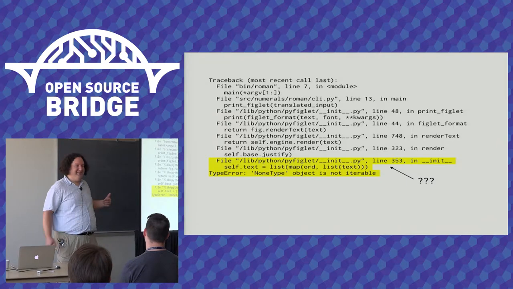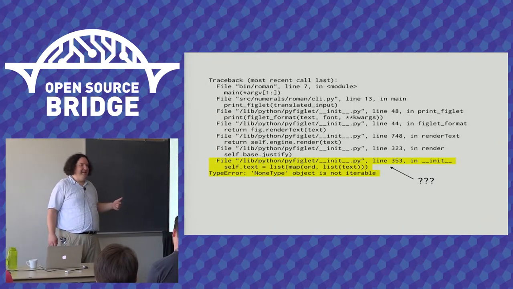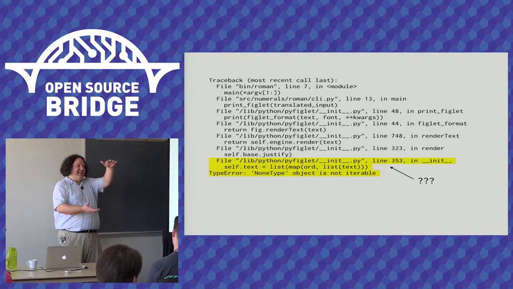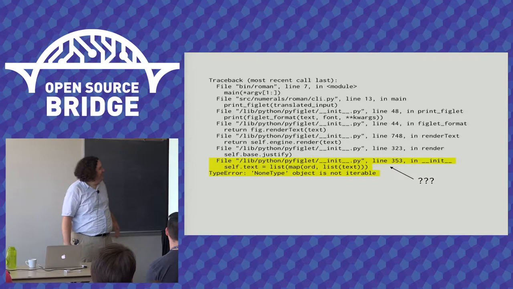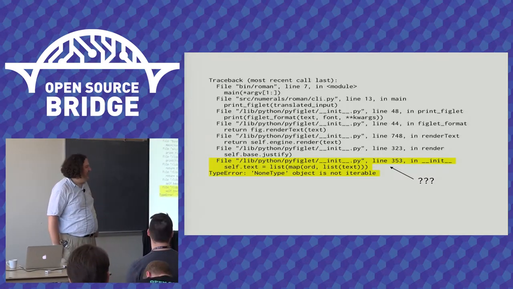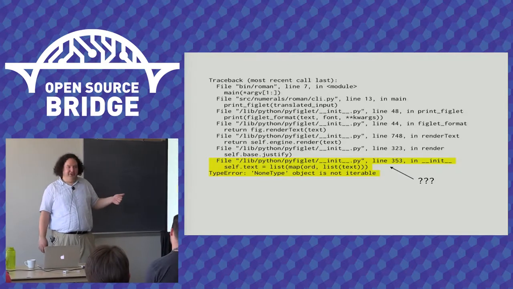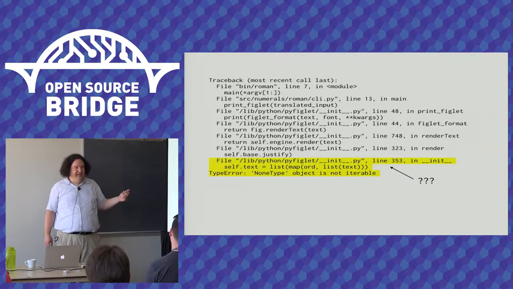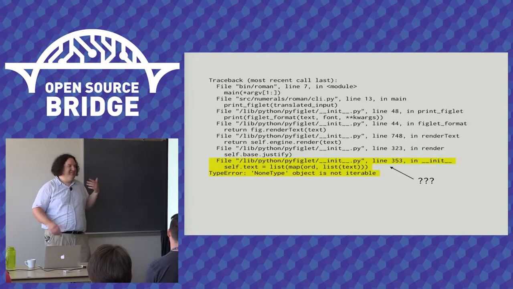So this is one of the situations you'll hit: you're calling out to a library, in this case for making giant ASCII art letters out of your Roman numeral, and something fails inside the library. So it's useful to know the line that it actually failed on, but that doesn't really have context that's useful to you right away.